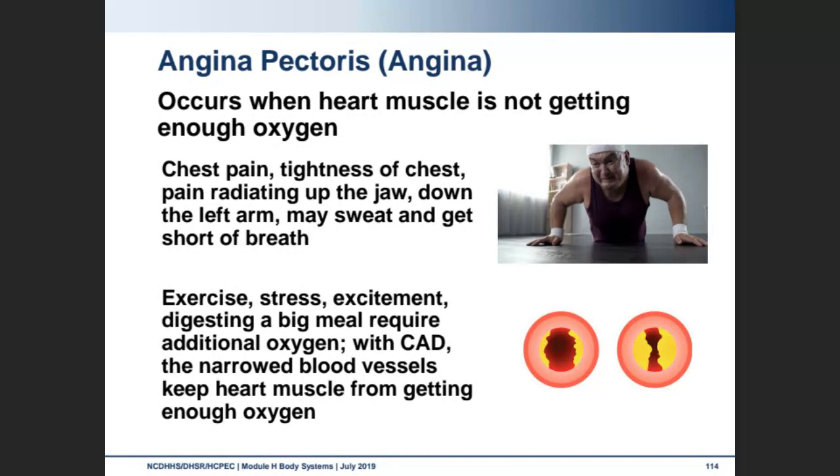So now we're really depriving the heart, and that's where we get that pain. So these patients or these people may complain of chest pain, pressure or tightness of the chest, pain that radiates up the jaw and or down the left arm, and you may see these folks looking really sweaty or diaphoretic and short of breath.